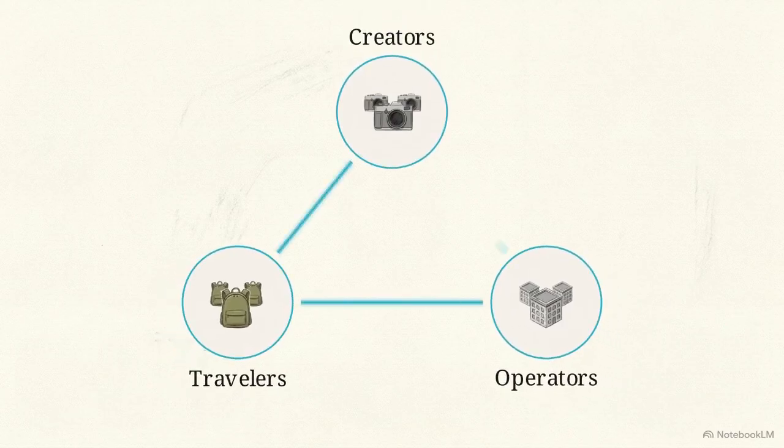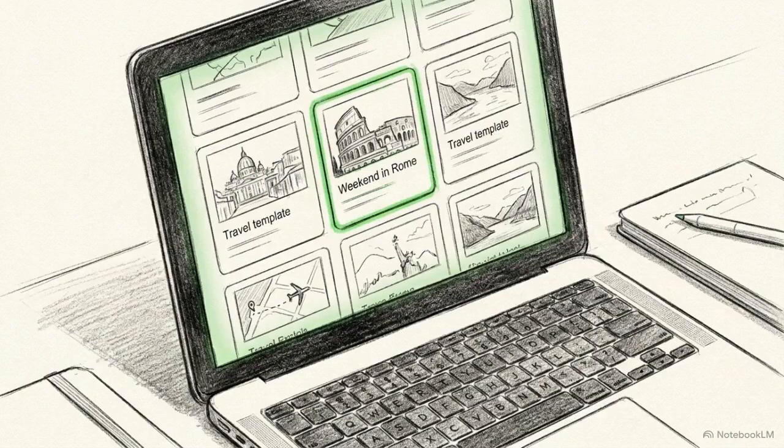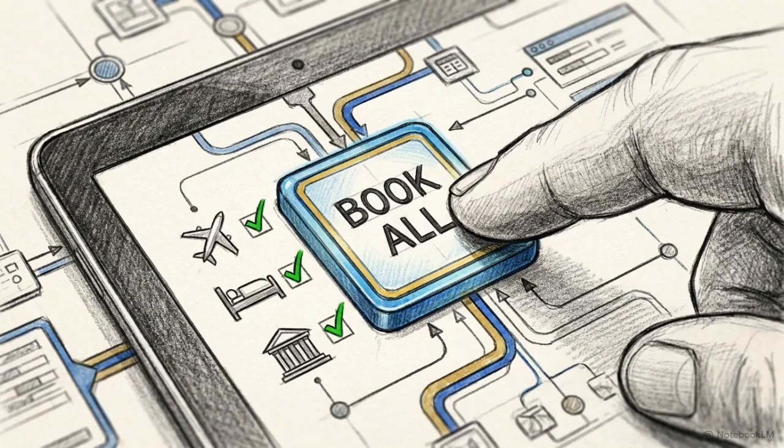This architecture supports a three-sided marketplace. It provides the technical foundation for travel creators, influencers, and local experts to build and sell executable digital assets. Because the itinerary is modeled as stateful code, a creator can sell a template that is instantly interactive. A traveler can purchase a recommendation, apply their specific dates, and book every component through the platform.